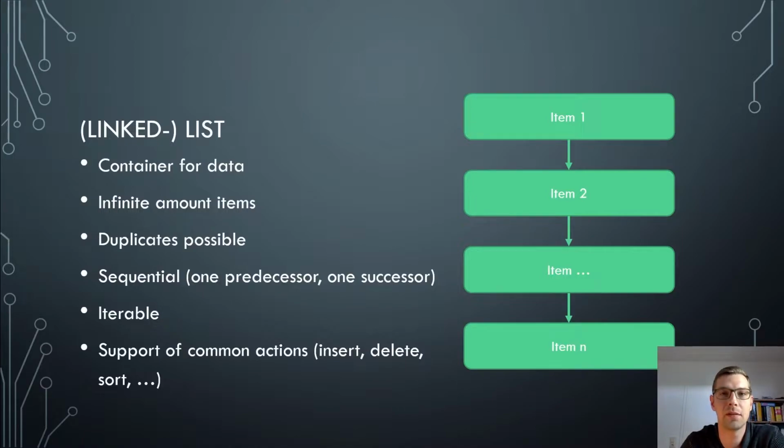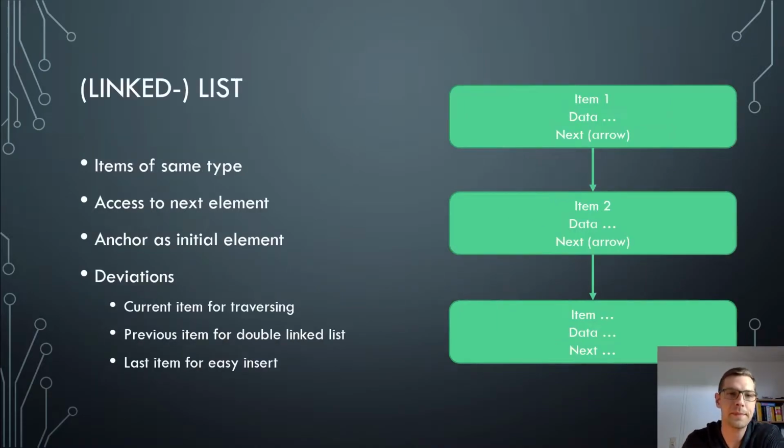And with that, we can iterate through the list and manipulate it, or insert elements, or search, or something like that. And it supports all common actions on data structures like insert, delete, sort, and so on. Usually you have items of the same type in it, and you have access to the next element over a pointer to the next element. Well, the anchor is usually the initial element. You don't see that here in the picture, but you will see it in the next one.